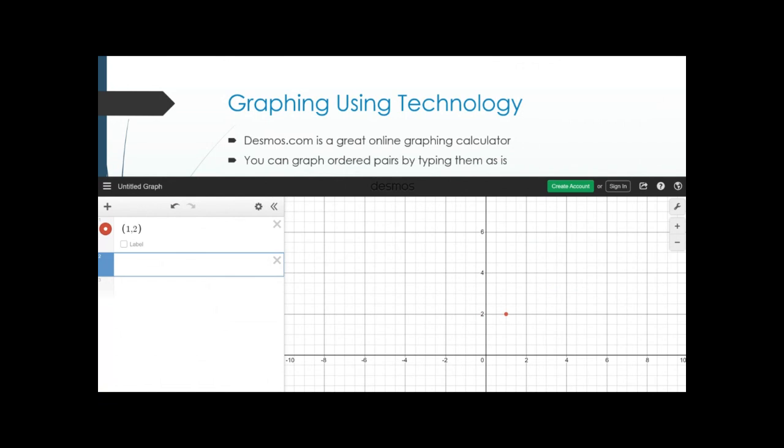So you just type in Desmos.com, and then there will be a big red button that says Start Graphing. You just click that button, and then you're brought to a blank graph. If you want to graph an ordered pair, you just type it in exactly as you would see it, where you have your parentheses, and then your x value, comma, your y value, and then that shows up on the graph.